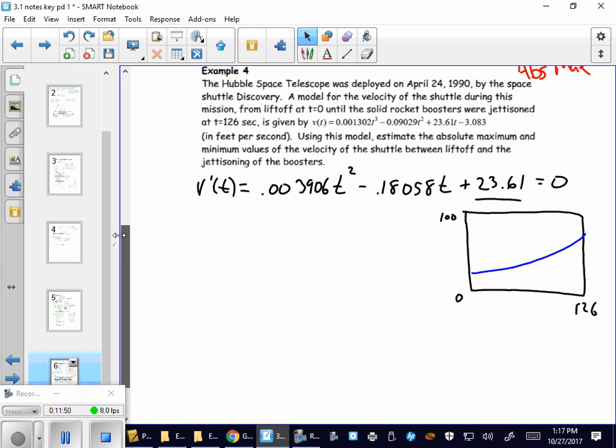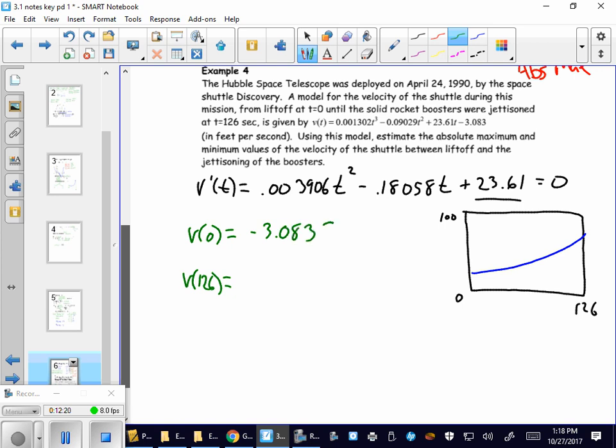Well, since there's no critical values, the only things that could be the absolute max and absolute min are the endpoints. So we need to evaluate the velocity at the endpoints. And the endpoints here were time equals 0 and time equals 126. Okay, so if you go back to your original velocity function, you plug in 0, that's actually easy because all the t's go away, and that leaves you with negative 3.083, and this is feet per second.